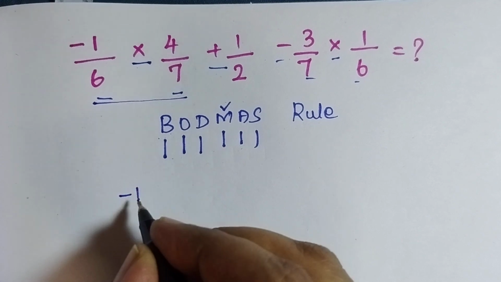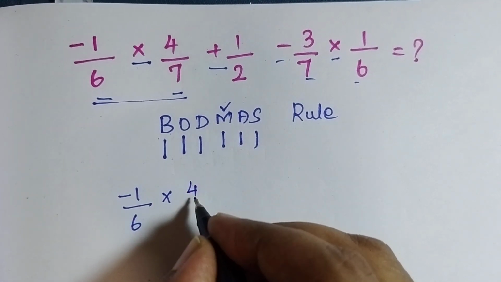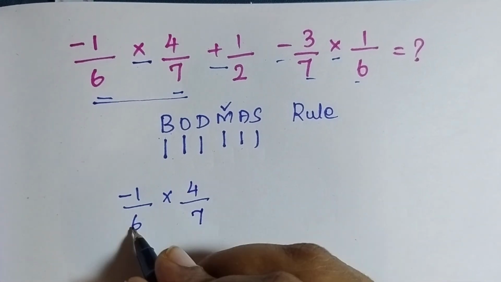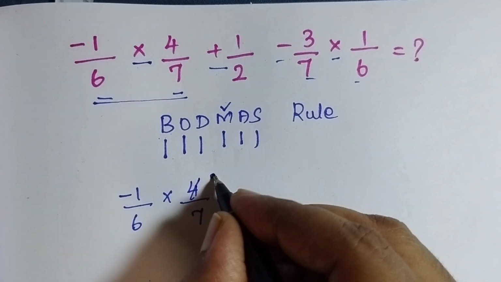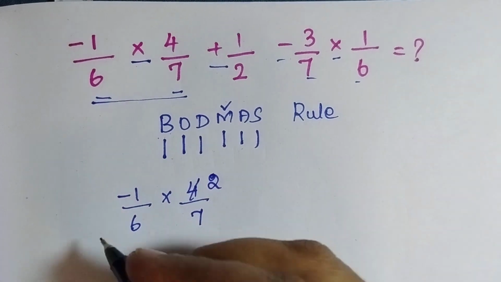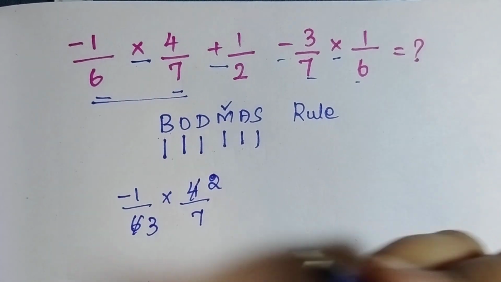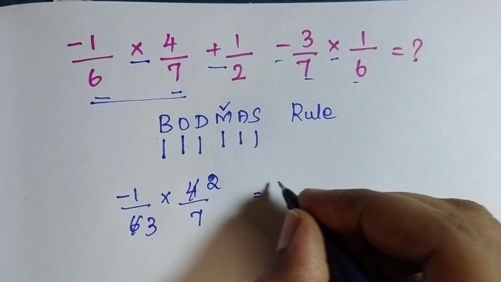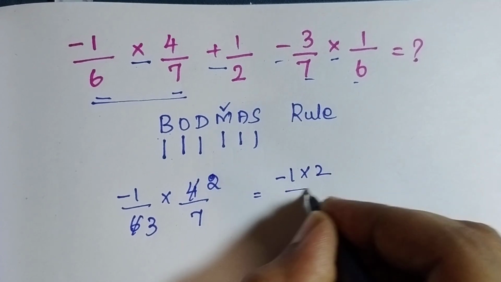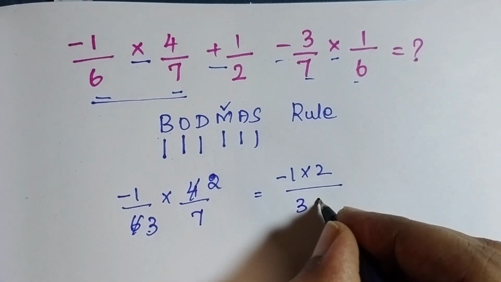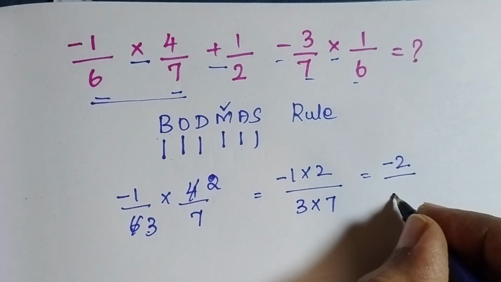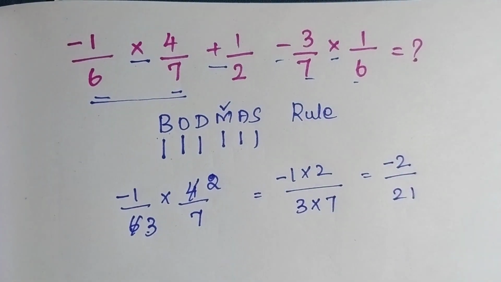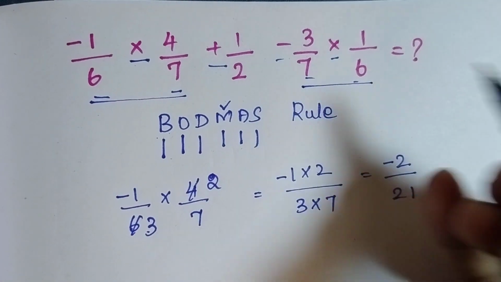So let's take minus 1 by 6 into 4 by 7. If we see here, these two numbers come in the tables of 2. Therefore 2 2s are 4 and 3 2s are 6. We'll get that cancelled. So it is equal to minus 1 into 2 divided by 3 into 7. So minus 1 into 2 is minus 2 and 3 into 7 is 21. So just keep it as it is, and we'll move to the second set.